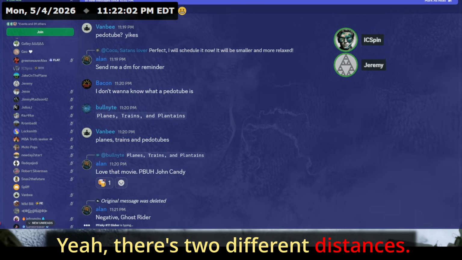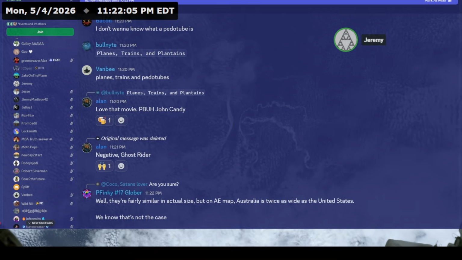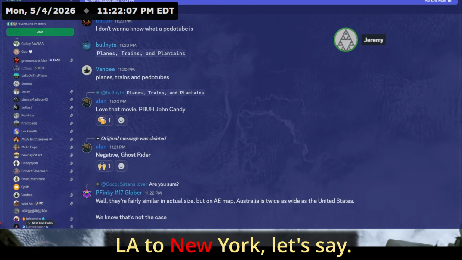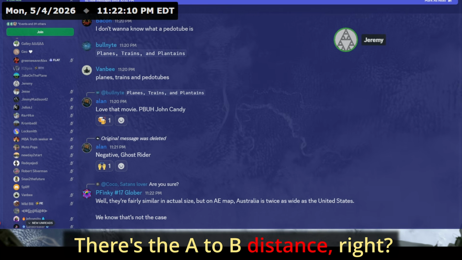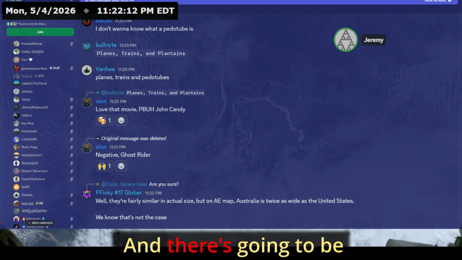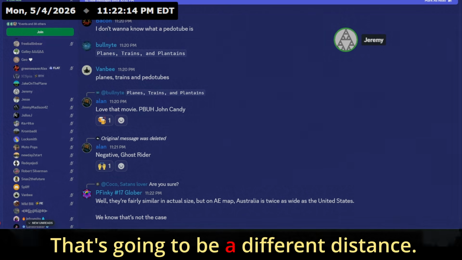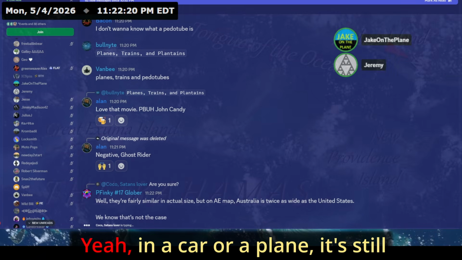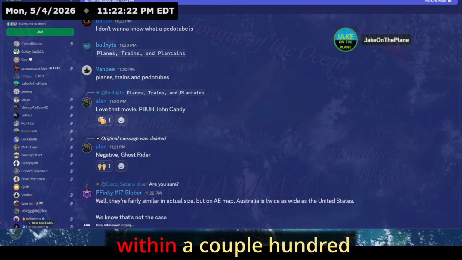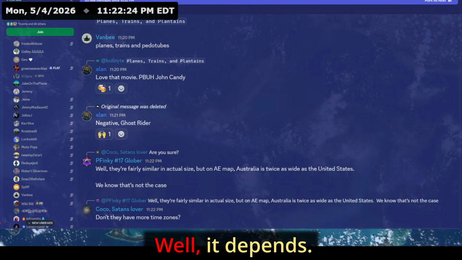Yeah, there's two different distances. If you want to go from LA to New York, let's say, there's the A to B distance, and that's going to be one distance. And there's going to be the distance you travel, which is going to be a different distance. It's not really complicated. In a car or a plane, it's still within a couple hundred miles of one or the other. Well, it depends.